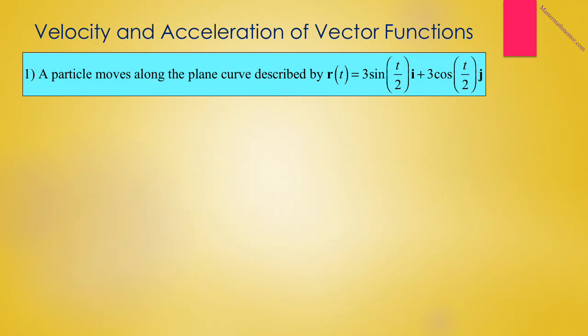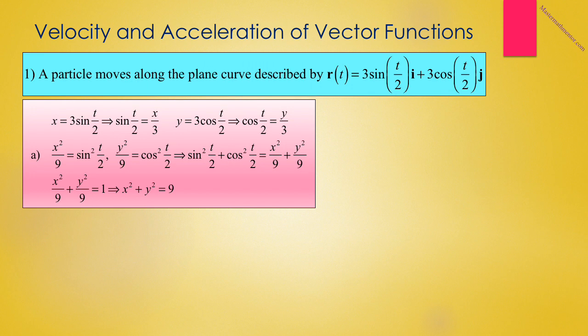In number 1, you are told that a particle moves along the plane curve described by r of t equals 3 sine of t over 2 i plus 3 cosine of t over 2 j. And we're asked to find out all aspects of this vector-valued function. In part A, we would like to get a sense of the path of the particle's motion. We can do this in a variety of ways, but the easiest way is to generate a rectangular equation that will describe the motion.